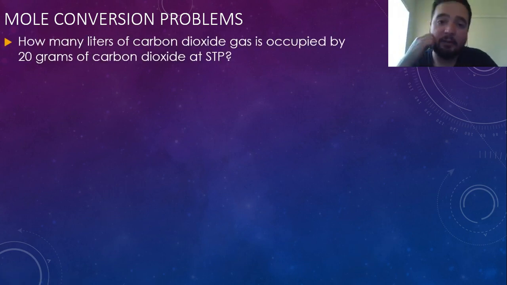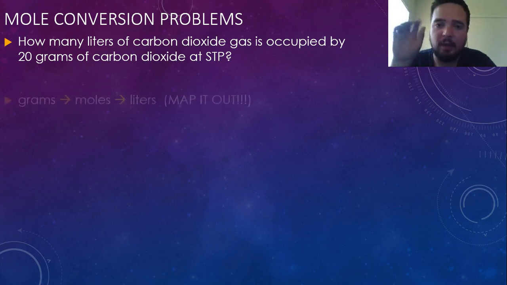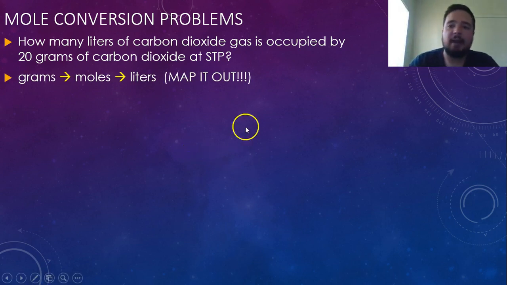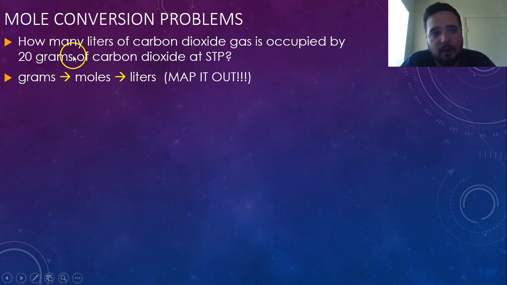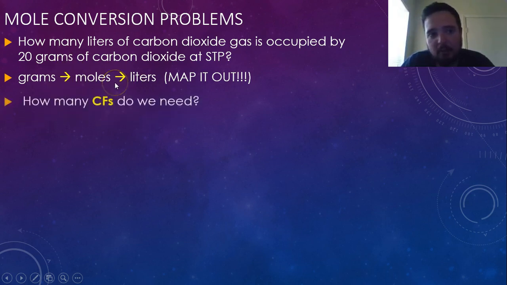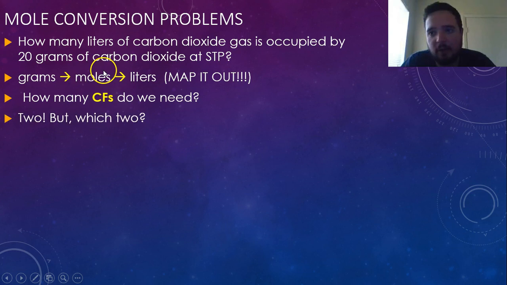How many liters of carbon dioxide gas is occupied by 20 grams of carbon dioxide at STP? Okay, so it's asking, based on a mass of carbon dioxide, how much volume does that take up? So you have to map it out, okay? I know based off my Y chart, to go from mass to volume, I have to pass through moles first. So I have to go from grams to moles, moles to liters. Based on that, I need 2 conversion factors, and that's because I have 2 arrows here.